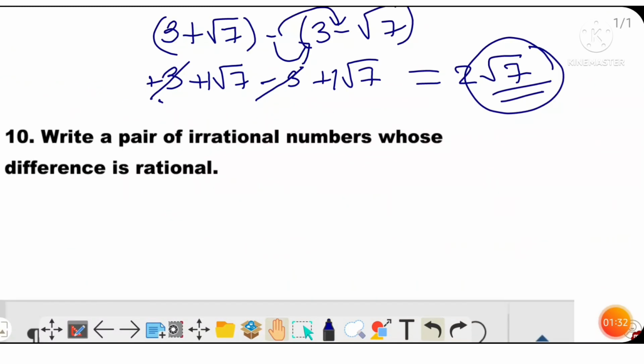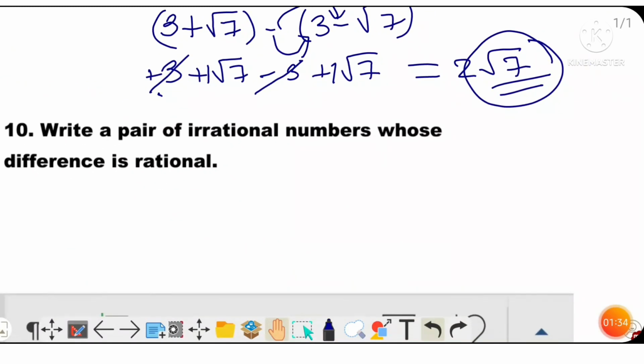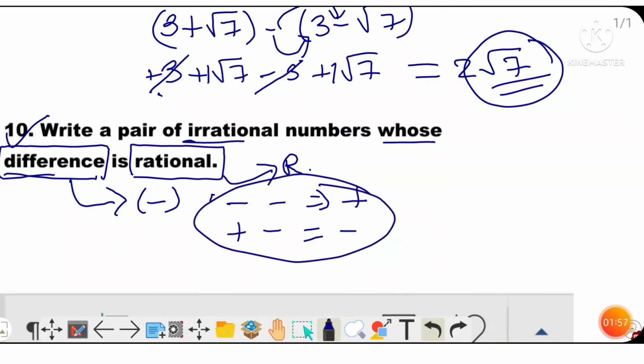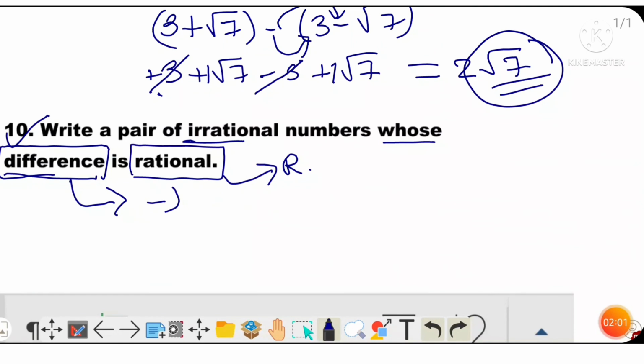Next question is question number 10. Write a pair of irrational numbers whose difference is rational. So from irrational we have to find a rational by the difference, means by subtracting those numbers. So difference means subtraction. We are going to take the two same sign. Since we are finding the difference, minus will change the sign, so it will become difficult to find the rational number. So we are taking the same sign, that is the positive sign.